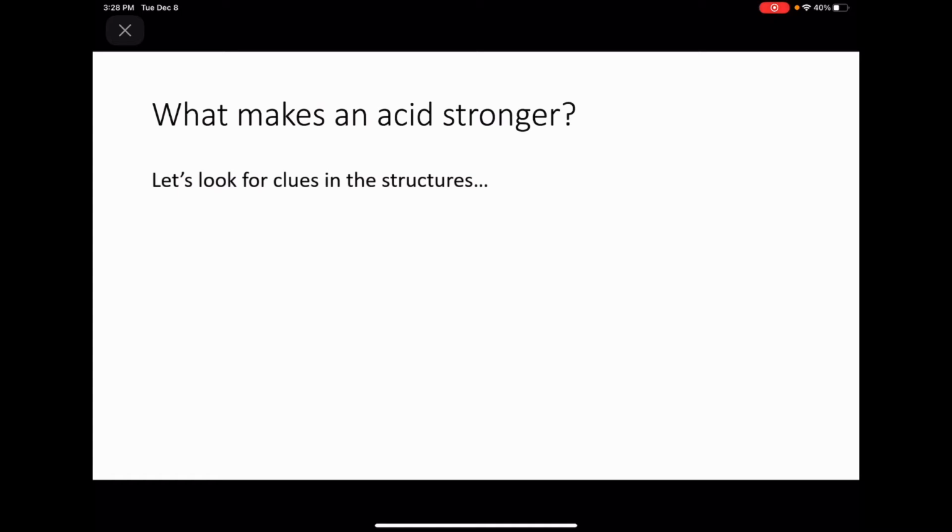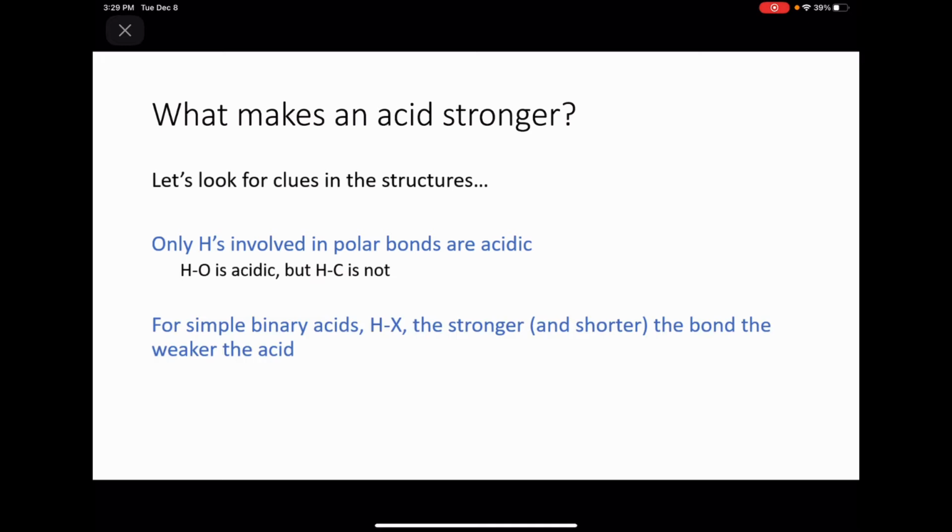But we can also look for, in the absence of these tables, clues in the structures. There's things that we know about structure, things we learned last semester, that we can apply to understand acid strength. And so first, we've addressed this in previous videos, only the hydrogens involved in polar bonds are considered acidic, at least in water. So that means that H bonded to O, or H bonded to N, or F, or Cl, are all possibly acidic, but an H bonded to carbon is not. Okay, that's because of the polarity of that bond.